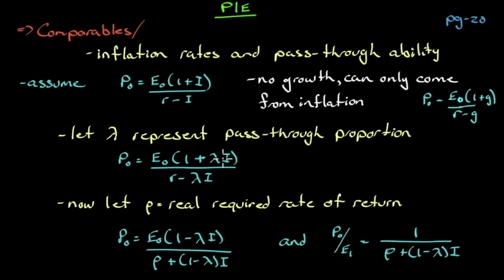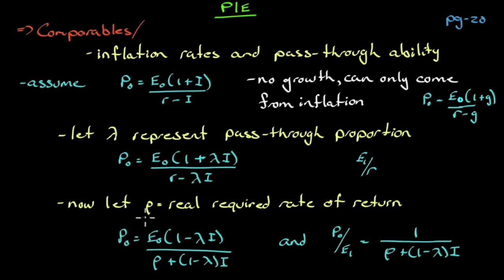That's our pass-through rate. If we can't pass through anything, this becomes 0. 0 times whatever inflation is, is 0. E naught never changes, it's flat. And this becomes 0. It ends up as just E1 over R if we can't pass anything through.